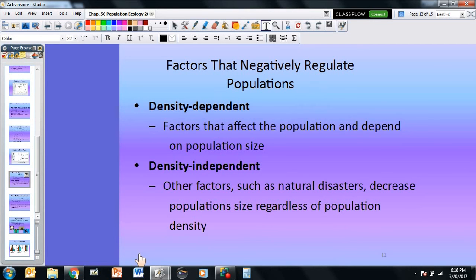For example, we have increased intraspecific competition. That's competition between members of the same species for resources. So there'll be more fighting for food or for water or for shelter. You have the increased possibility of disease. When populations are large and individuals are closer together, disease spreads much more quickly. You have the entire problem of crowding in and of itself.